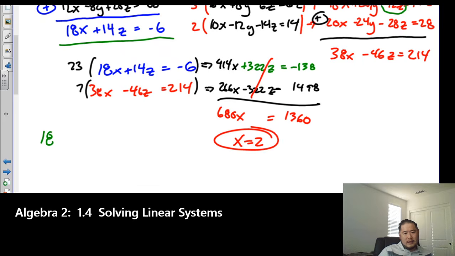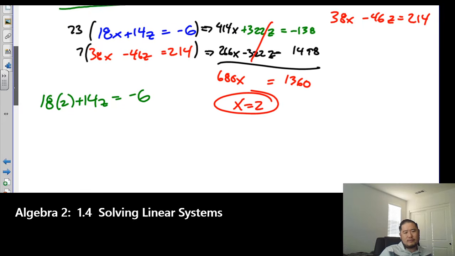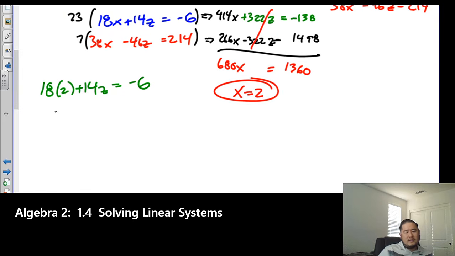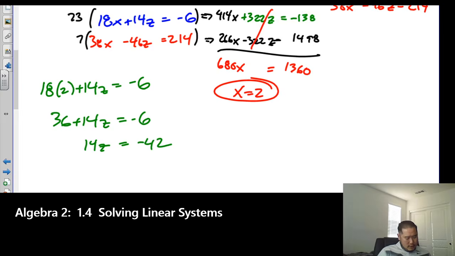So we got 18 times 2 plus 14z is equal to negative 6. 18 times 2, 36, plus 14z is equal to negative 6. We'll go ahead and subtract 36 to both sides. So now we end up with negative 42. So negative 42, we divide that by 14. It works out nicely. Z is equal to negative 3.